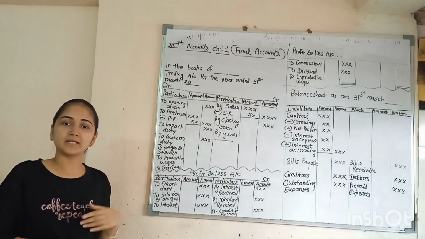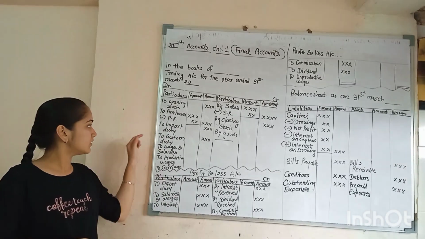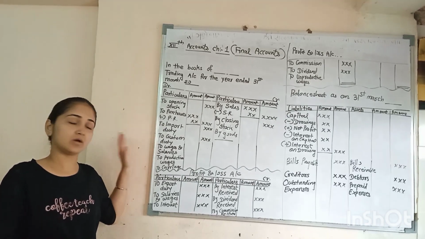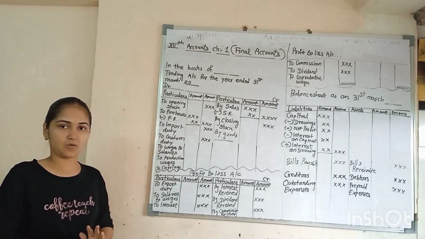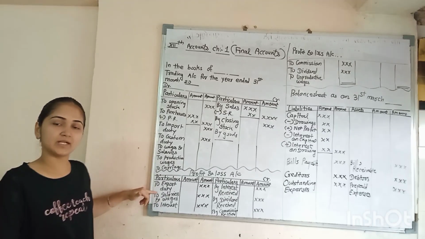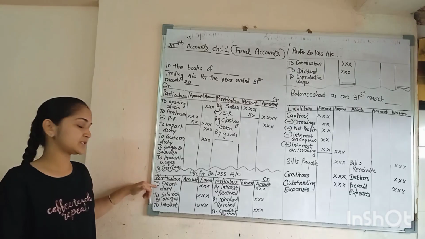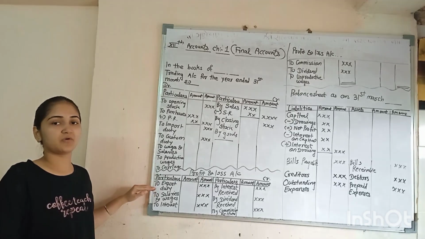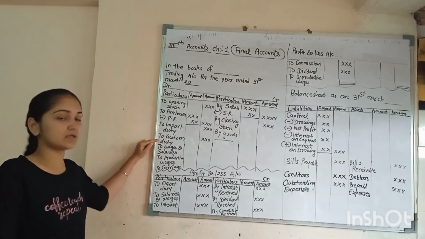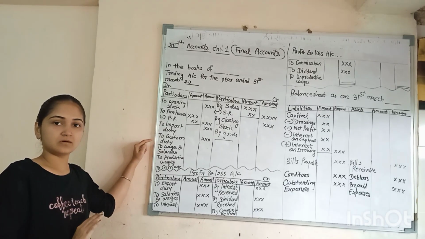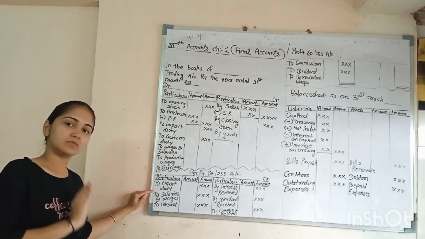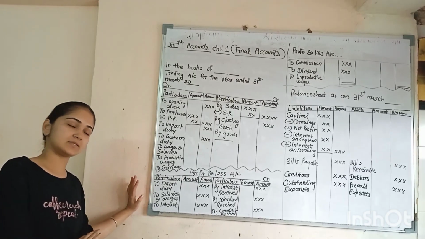Now the most important thing that many of you are confused about is duties. So the import duty and the custom duty, whenever given in the question, will come in the trading account. And export duty I have written in profit and loss account. So whenever export duty comes, you have to write it on the profit and loss debit side. Again, import and custom duty you have to write on the debit side of trading account, and export duty in profit and loss account debit side.